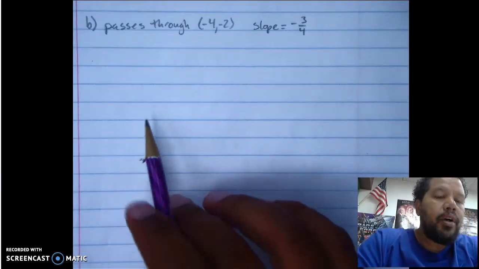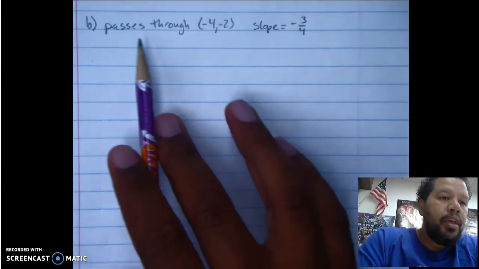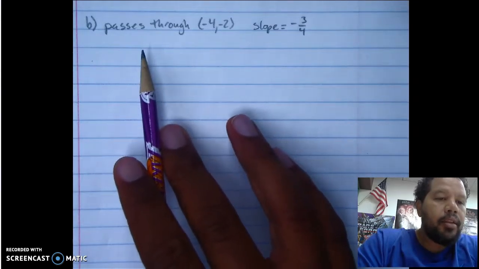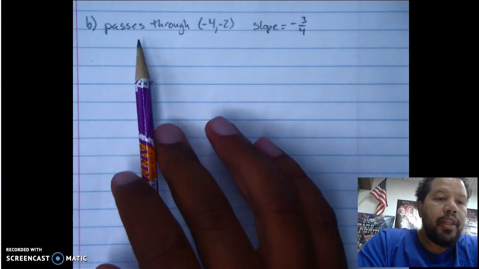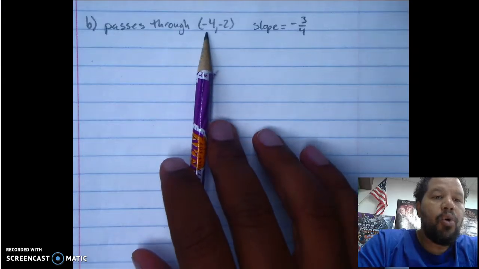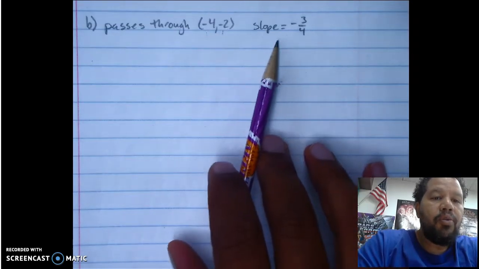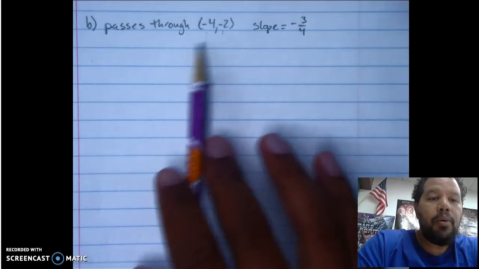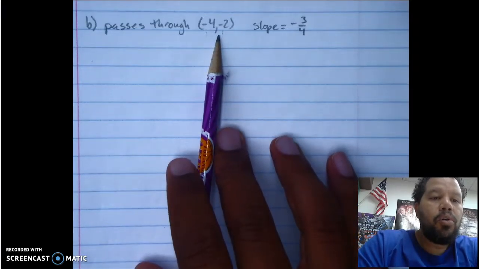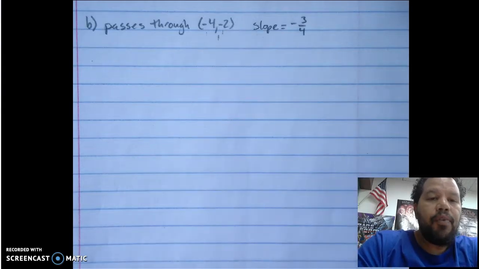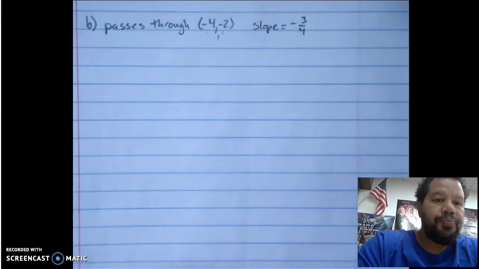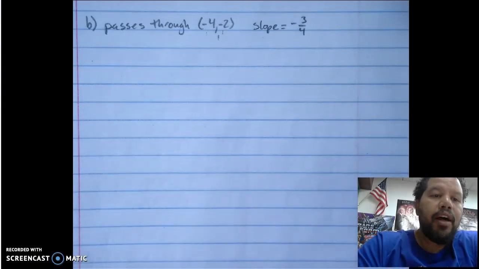Here's a second example, and again we want to write an equation of the line that passes through (-4, -2) and has a slope of -3/4. So this one's a little different because now we have negative numbers in our ordered pair, and we have a fraction as a slope. Okay, so once again I follow the same steps.